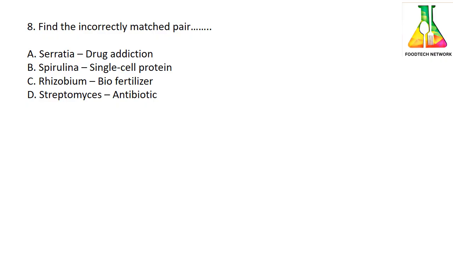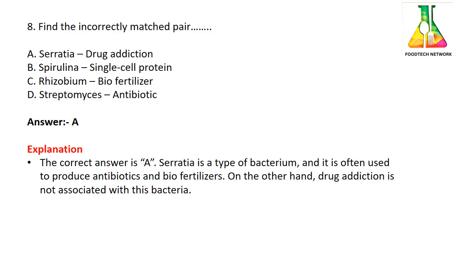Find the incorrectly matched pair. Option A, Serratia, a drug addiction. Option B, Spirulina, single cell protein. Option C, Rhizobium, a biofertilizer. Option D, Streptomyces, an antibiotic. Option A, that is Serratia, a drug addiction.